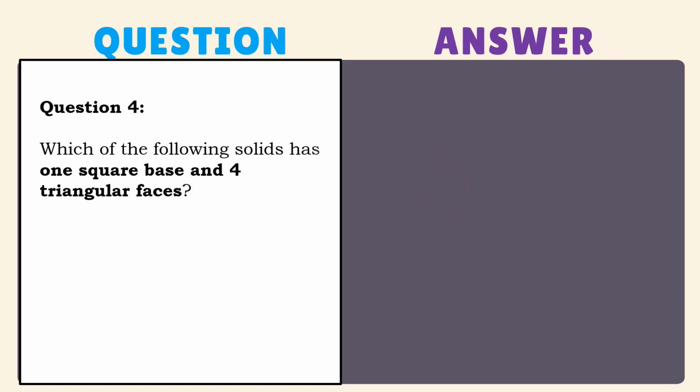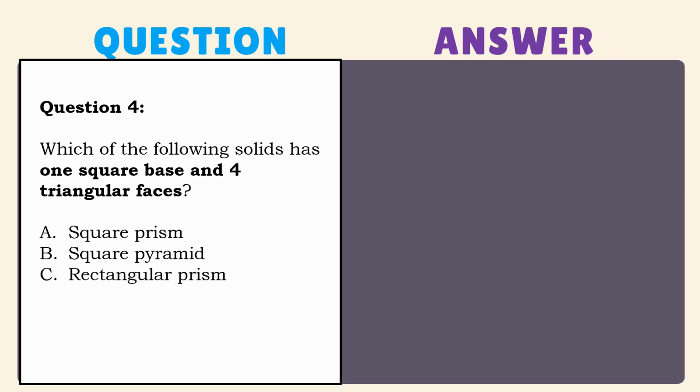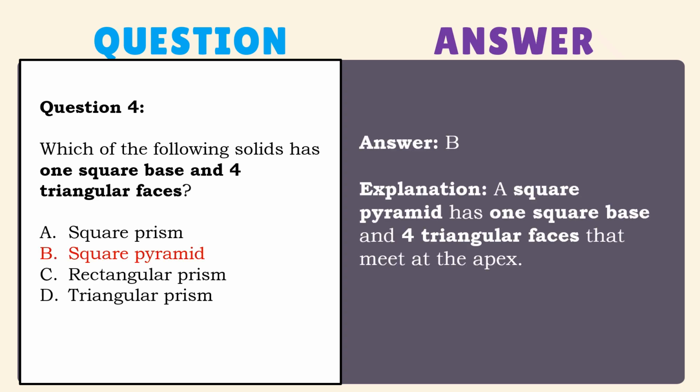Question 4. Which of the following solids has 1 square base and 4 triangular faces? A. Square prism, B. Square pyramid, C. Rectangular prism, or D. Triangular prism? What do you think the answer? Alright, the correct answer is letter B. A square pyramid has 1 square base and 4 triangular faces that meet at the apex.